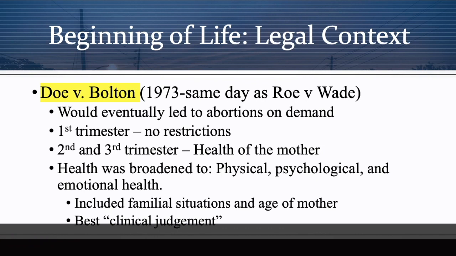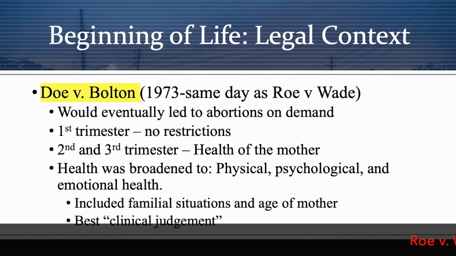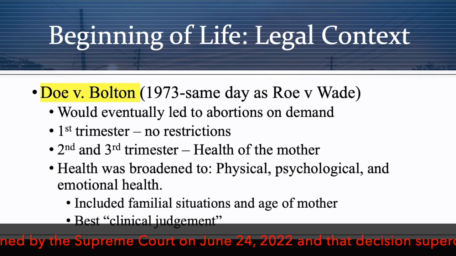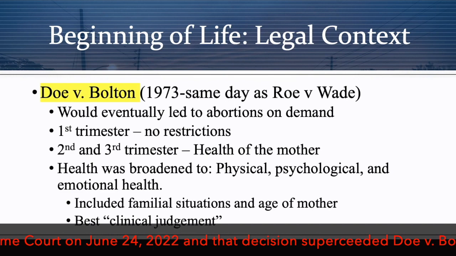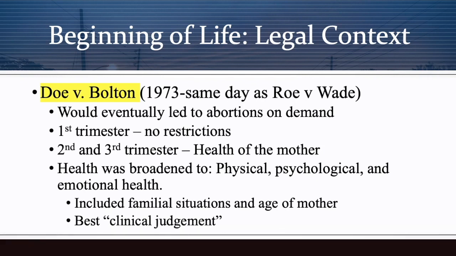And this is where things got really broad. As you see on the screen, the term health was broadened to mean physical health, psychological health, and emotional health. And when they looked at the psychological and emotional health, they also included familial health, which is the family's health that the pregnant mother is in. Would there be some issue that would cause psychological or emotional trauma to the family? And then also the age of the mother was brought in. So there were some restrictions or a look at the age of the mother.